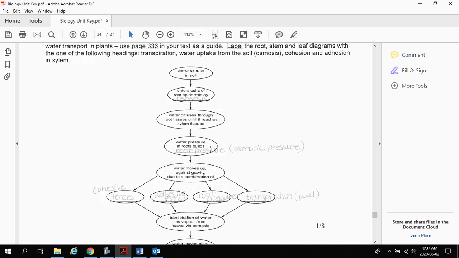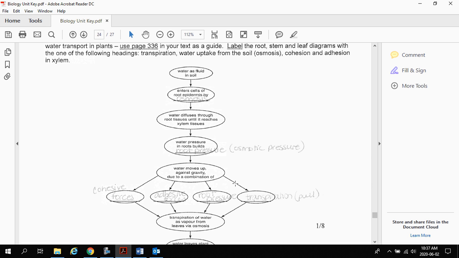And from there, the water pressure in the root builds. And so that's osmotic pressure within the root, or you can call it root pressure as well. So that's saying the root is taking in all of this water. That water is essentially creating pressure within it, and the water moves up the plant. So we know that it's pretty hard to move things up though against gravity. And so there's kind of a couple different factors that allow the water to move up the plant.